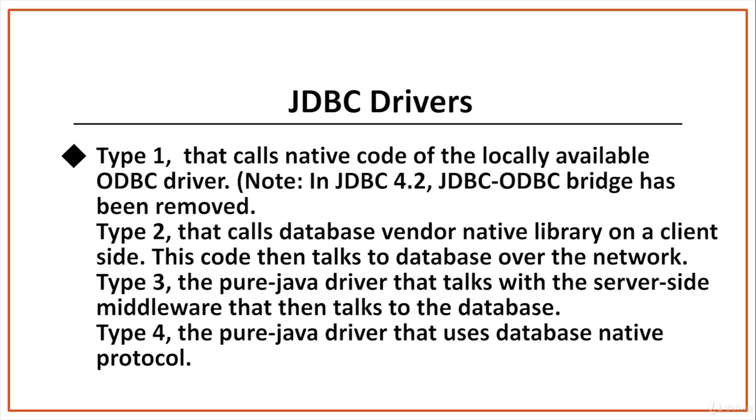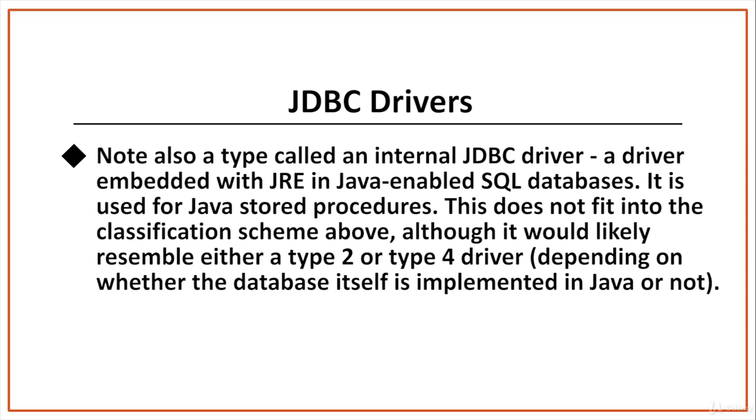Type 2, that calls database vendor native library on a client side. This code then talks to database over the network. Type 3, the pure Java driver that talks with the server-side middleware that then talks to the database. Type 4, the pure Java driver that uses database native protocol. Note also a type called an internal JDBC driver, a driver embedded with JRE in Java-enabled SQL databases. It is used for Java stored procedures.